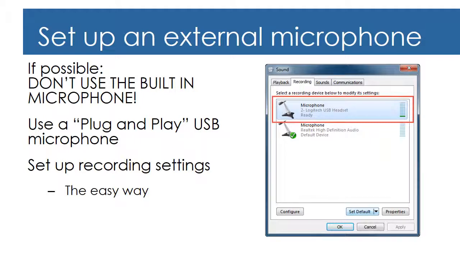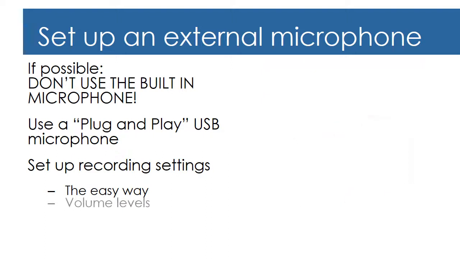You may notice that you may have more than one microphone. Make sure that the one that works with your USB is highlighted and that there's a green check mark next to it. If there is no green check mark, highlight the microphone, the USB microphone, then click Set Default, then click Properties.